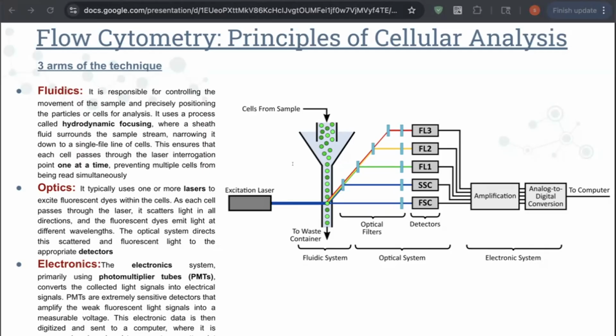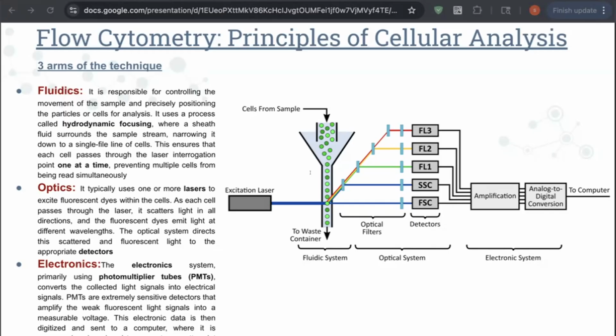The next is the optic system, where the cells are actually analyzed, and as each cell passes through the laser, it scatters laser light. Two key measurements are taken: forward scatter, which tells us about the cell's size, and side scatter, which gives us information about the internal complexity. Most importantly, fluorescent dyes are attached to the antibodies of the cell, which emit light when excited by the laser, allowing us to identify specific cell types.